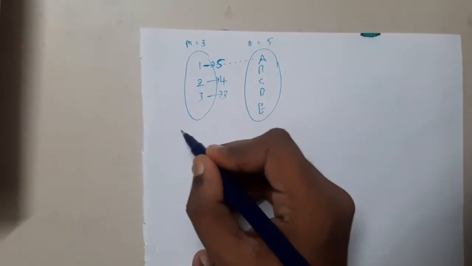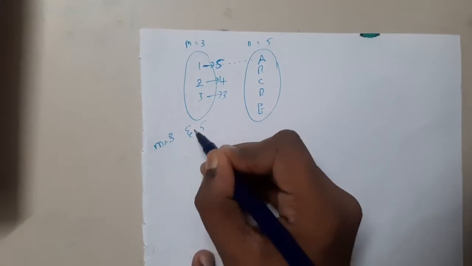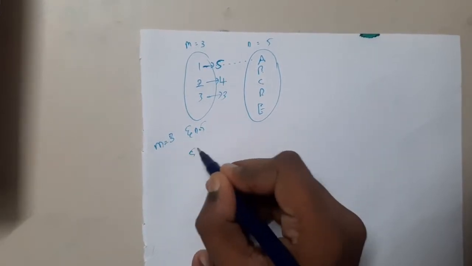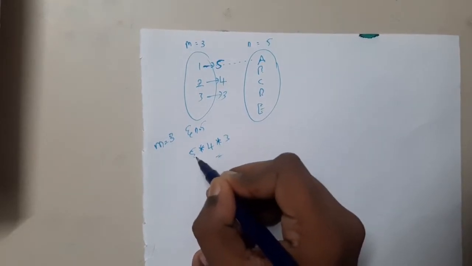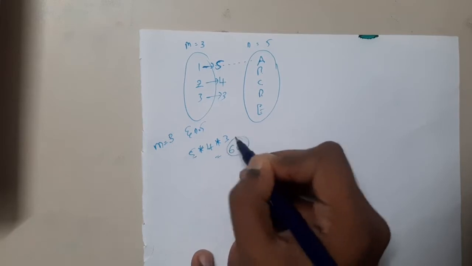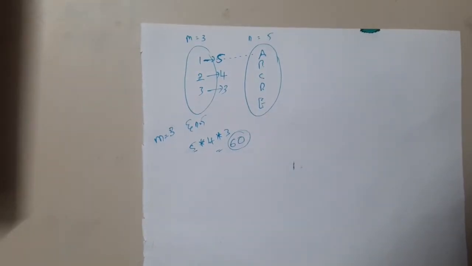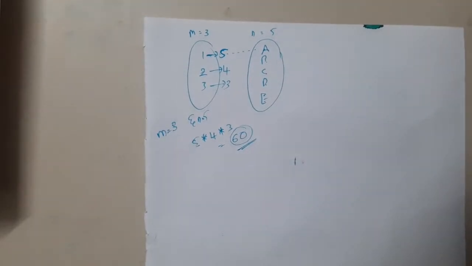So in total, if m equals 3 and n equals 5, the total possible functions will be 5 into 4 into 3. That is nothing but, 5 fours are 20, and 20 threes are 60. So the result is 60, right? Yes, it is 60. Okay, so in this way you are going to solve.